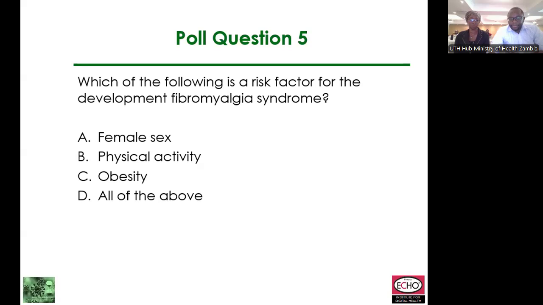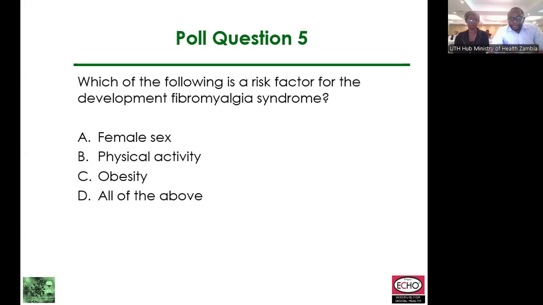Okay, we'll end the poll. And we have 71% of the community responding. And the distribution is as follows. 40% have picked female sex being the risk factor, and they've also picked all of the above as their second best option. And the other one is physical inactivity. We'll move on to our second last poll, which is the 6th.